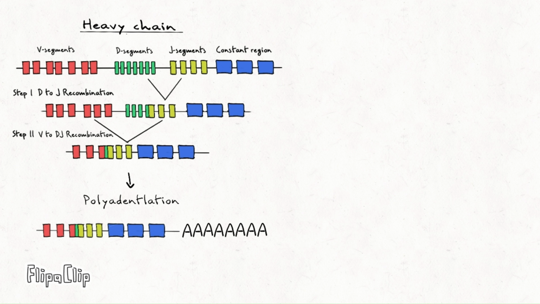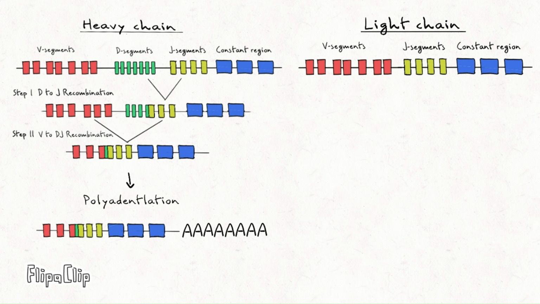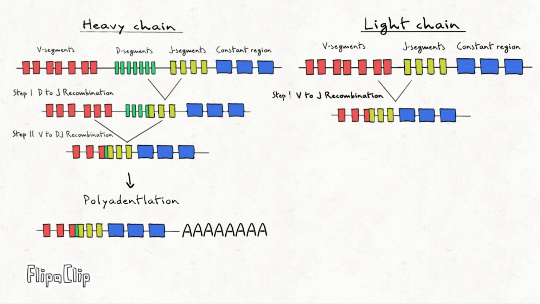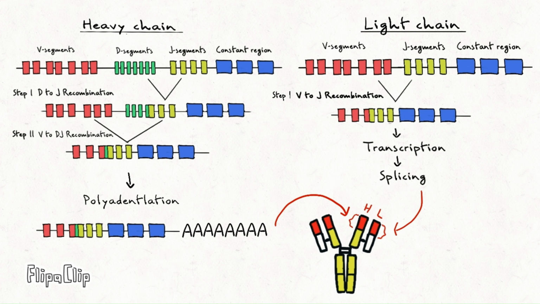After VDJ recombination of the heavy chain, the light chain gene will undergo somatic recombination. The light chain gene is different from the heavy chain gene, in that it does not contain a D region, but it still contains V, J, and C segments. The first step of recombination for the light chain involves the joining of the V and J segments to give a VJ complex, before the addition of the constant gene during primary transcription. The RNA with V and J bound together will then undergo splicing, where the intron will be removed to form the light chain protein.